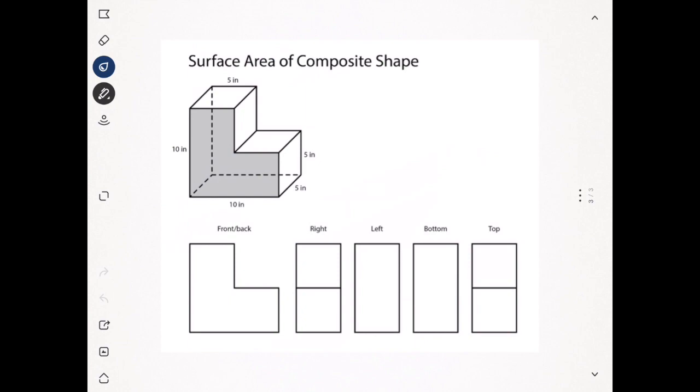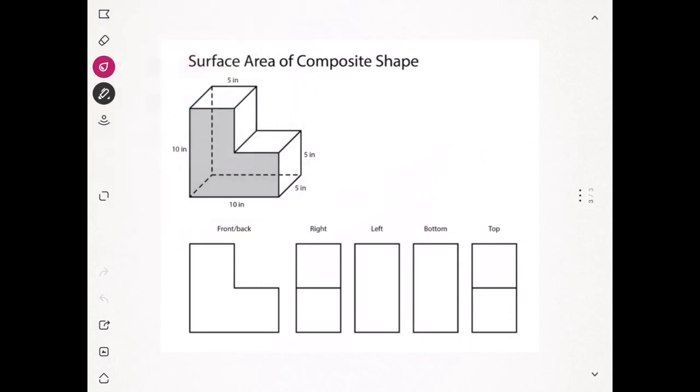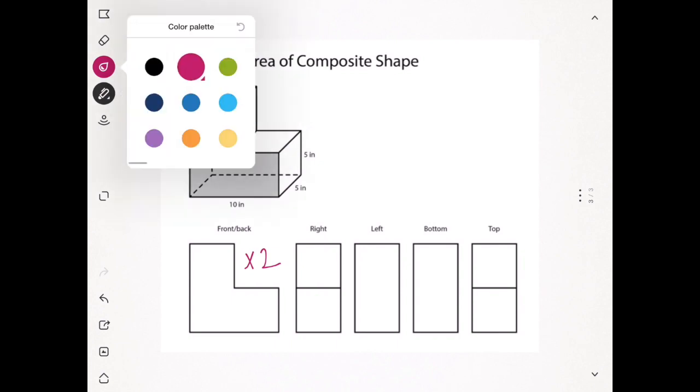Well, you have to remember that the front and the back is made up of two shapes, right? So we have to multiply this one by 2 when we're done. So the thing I want to start with is, let's start with the bottom since it's really kind of the simplest one. And I'm going to highlight the bottom.